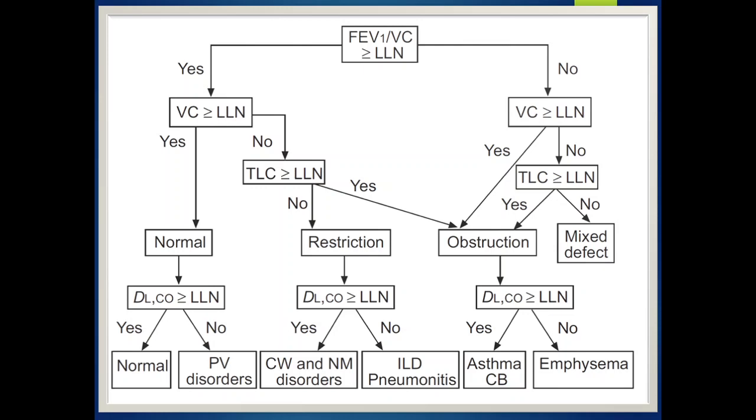And again, you do a DLCO. If the DLCO is low, it is more emphysema. If the DLCO is normal, think of asthma. I know that this may seem confusing, but if you walk yourself through this diagram several times, you will get to the point where it's a very simple, straightforward interpretation.